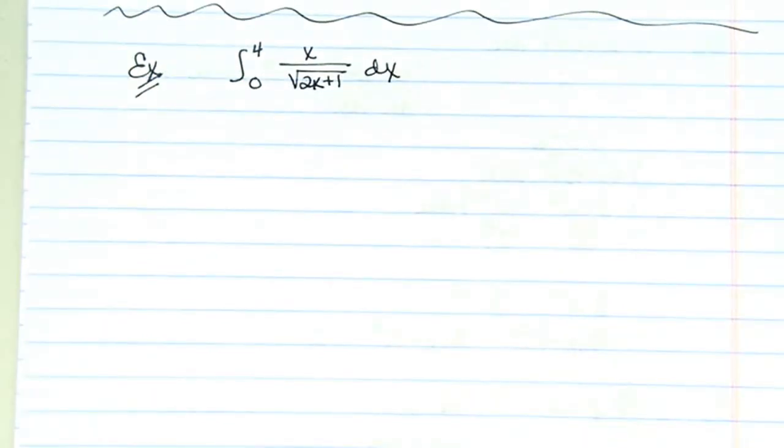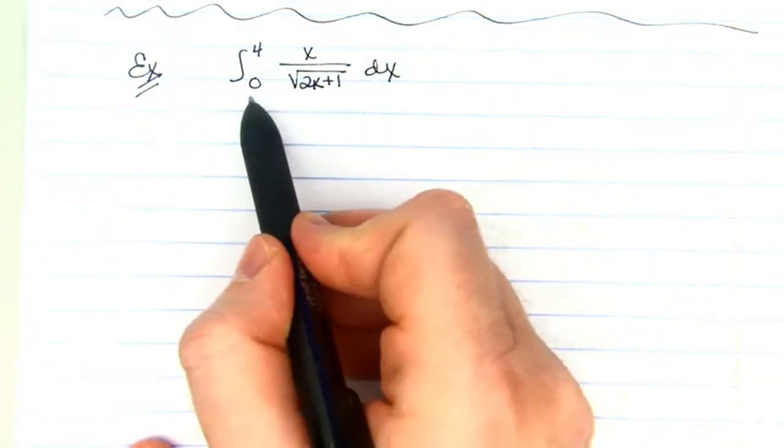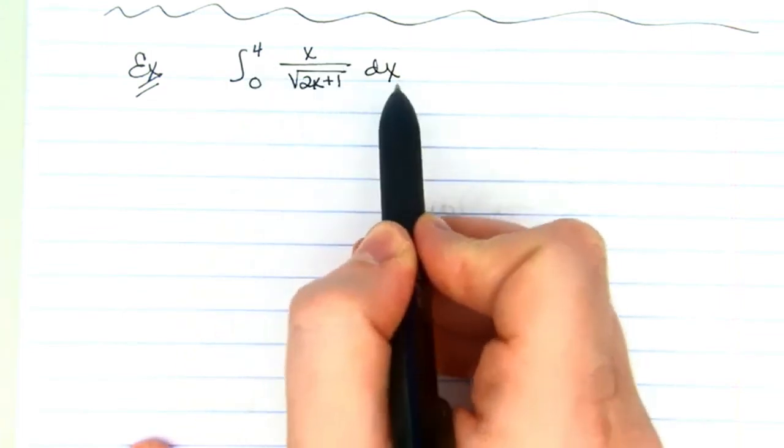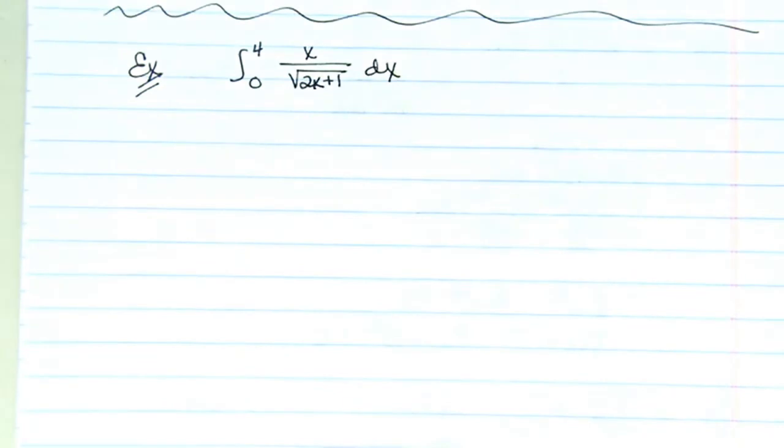Last problem we're going to look at, and this is about as tough as they're going to get, and I'm going to try to throw everything I possibly can into this one problem. I want to do the integral from 0 to 4 of x over the square root of 2x plus 1 dx. Use substitution, change a variable, definite integral. It has everything in it.